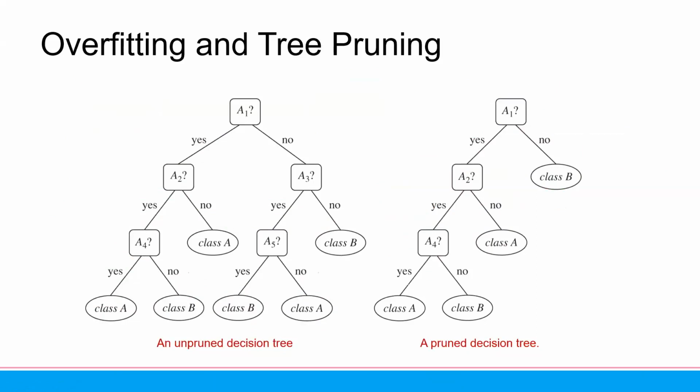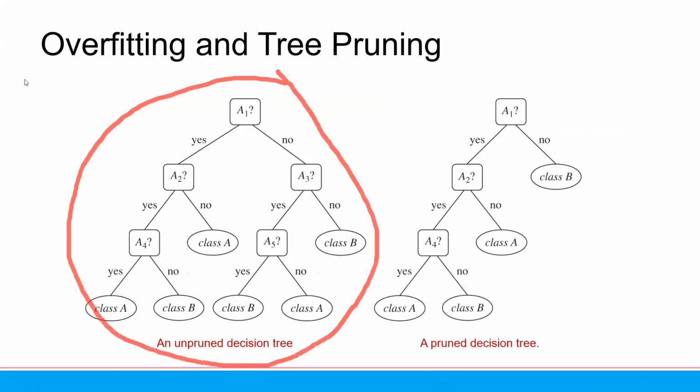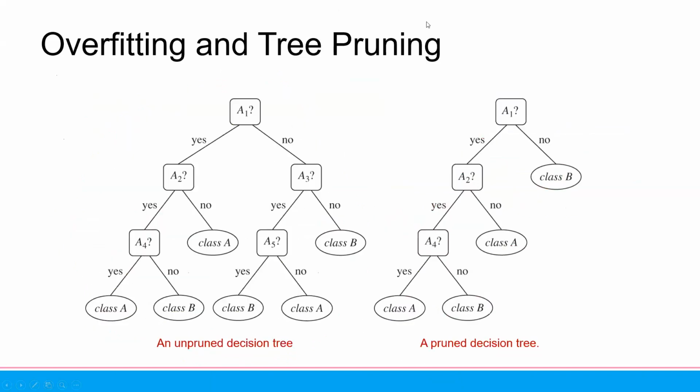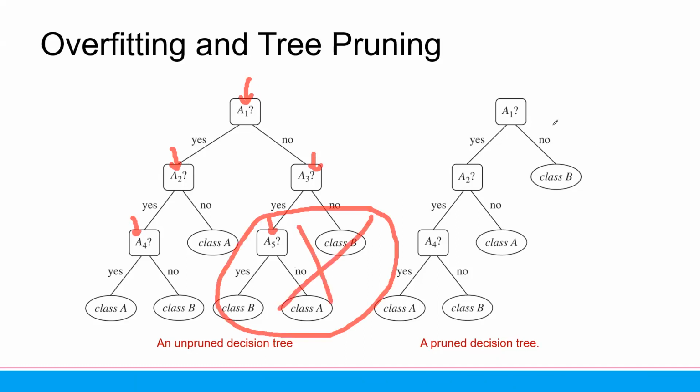So this is an example. Let's say this is the fully grown tree. If we look at this tree, the first attribute is A1, so this is the most important attribute. And then we check A2, and then we have A3, A4, A5. Maybe based on this tree we don't need to have this one. So maybe we just cut this one to make it simplified like this.